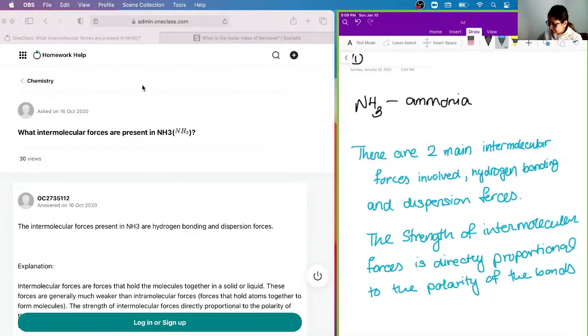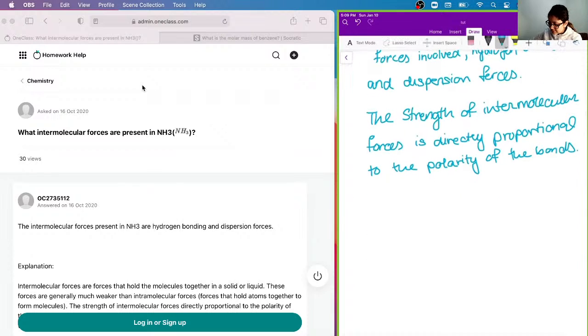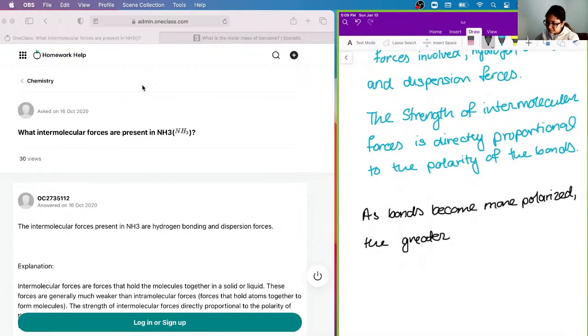What we mean by this is that as the bonds become more polarized, the charges on the atoms become greater, so the greater the intermolecular force.